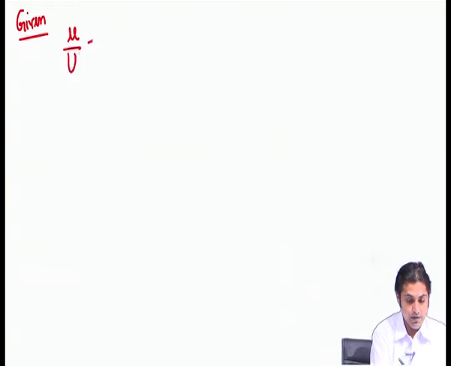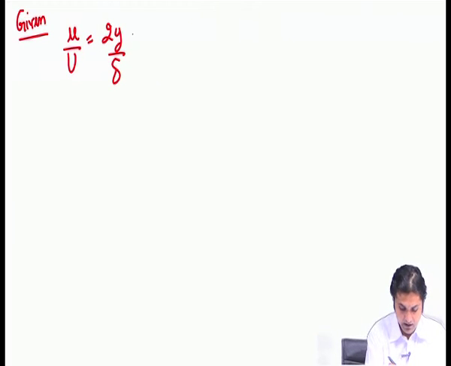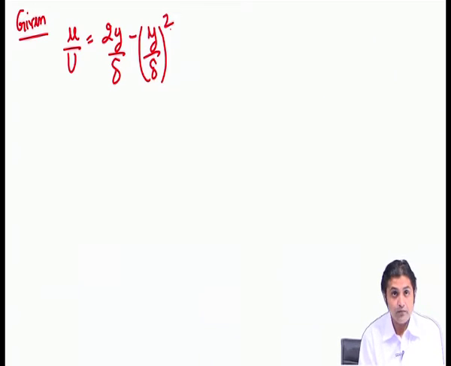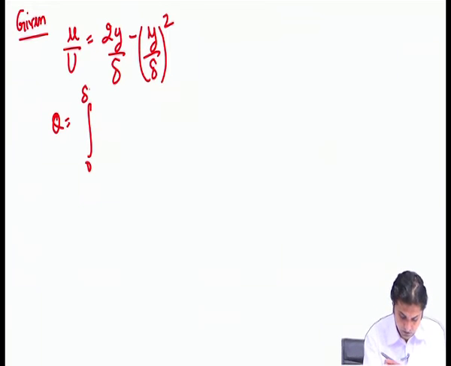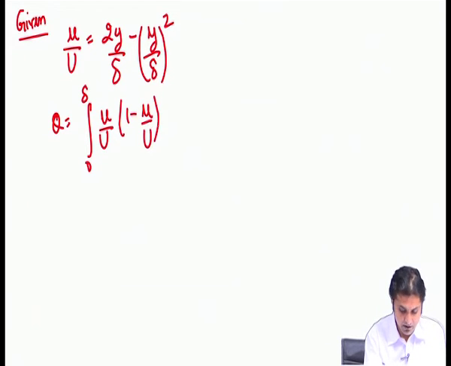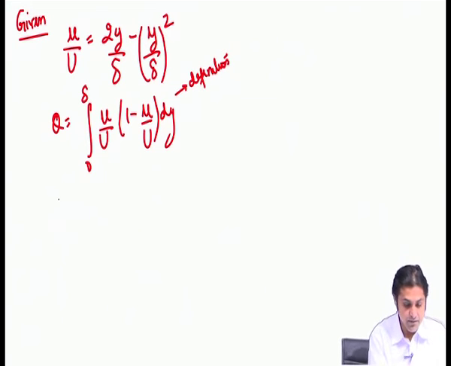So what is given is u by capital U is equal to 2y by delta minus (y by delta) whole square. Therefore, the momentum thickness can be written as the integral from 0 to delta of u by capital U times (1 minus u by capital U) dy. This is the definition of momentum thickness.